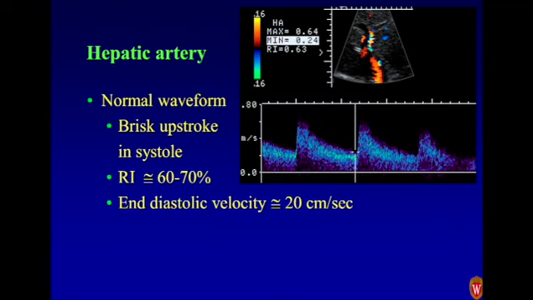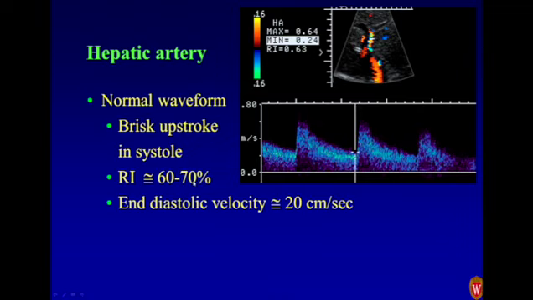Normally you get a nice brisk upstroke in systole, and it's because the arterial system is wide open, that arterial surge in systole should just scream right into that artery, and the velocity should accelerate very quickly. At end diastole, velocity should be about 0.2 meters per second. Systolic velocities may vary, usually 0.6 meters per second. At end diastole, about 0.2. This isn't absolute, but it's just a rough approximation.